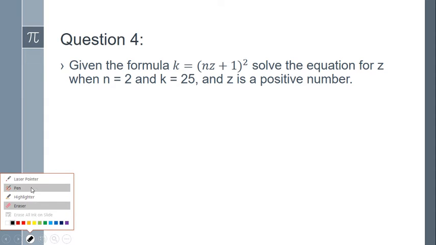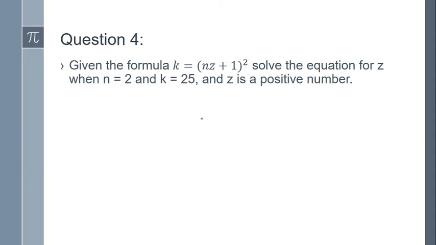All right, so in this problem, I'm going to go ahead and replace the numbers that I know. I'm going to substitute them into our formula. So k, it's saying, is 25, so where I see the k, I'm going to replace it with 25. It tells me that n is 2. And we don't know what z is, so I'm going to have to just leave that how it is, squared. Okay, so now the question is solve for z.